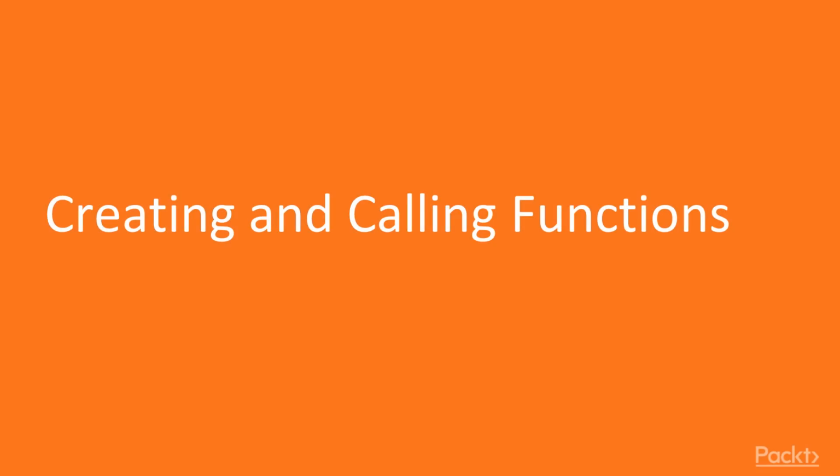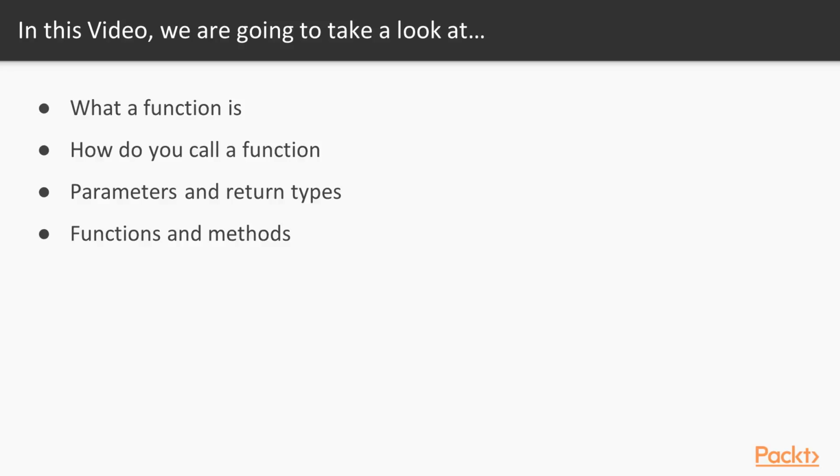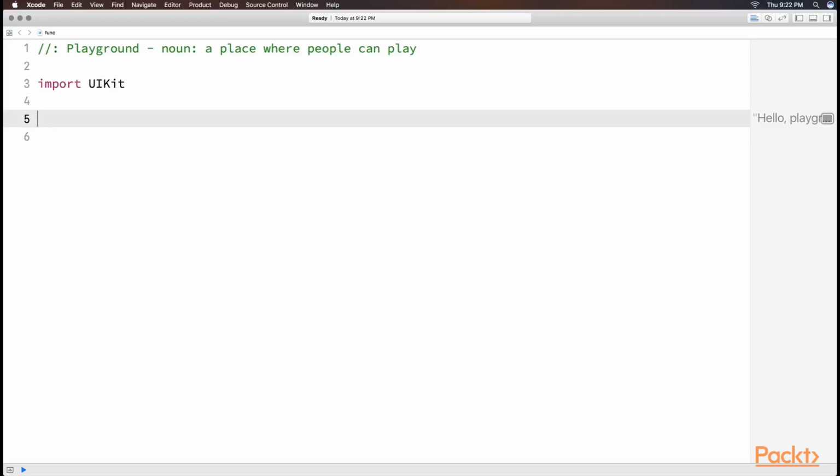Hello, in this section we are going to go over creating and calling functions. We will cover what a function is, how we call a function, parameters and return types, which are part of functions, and the differences between functions and methods. So let's get started by creating a new playground and deleting the string property.